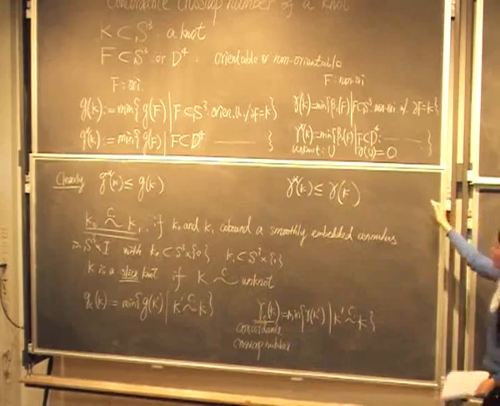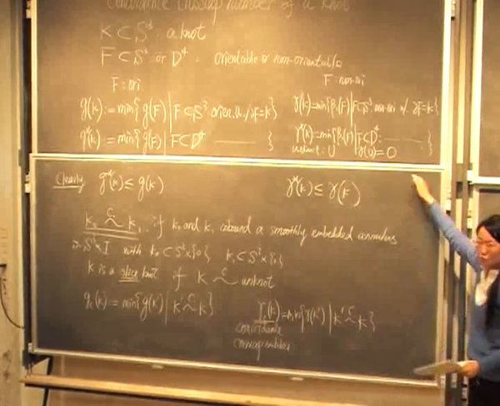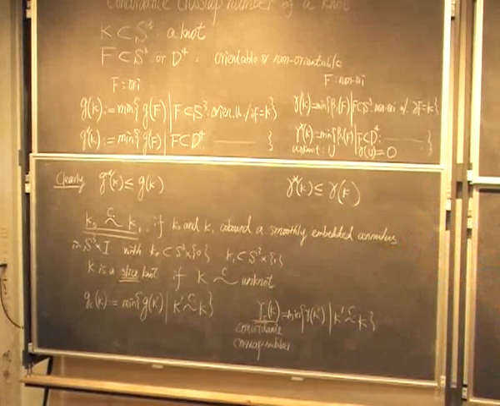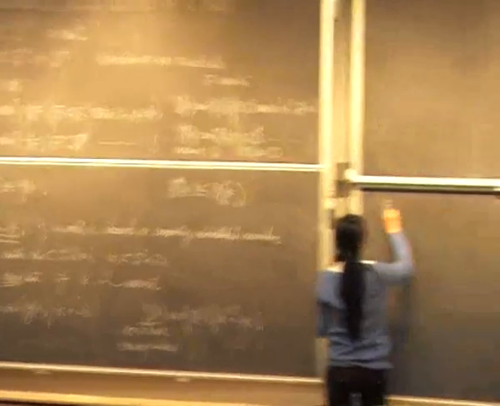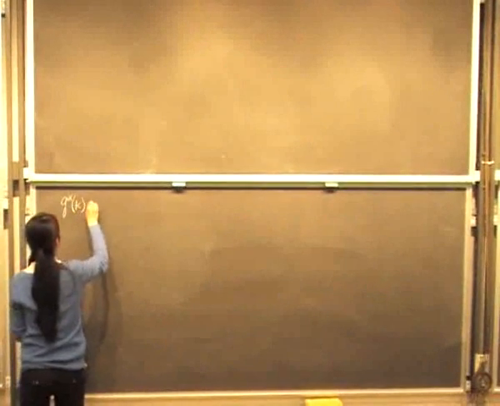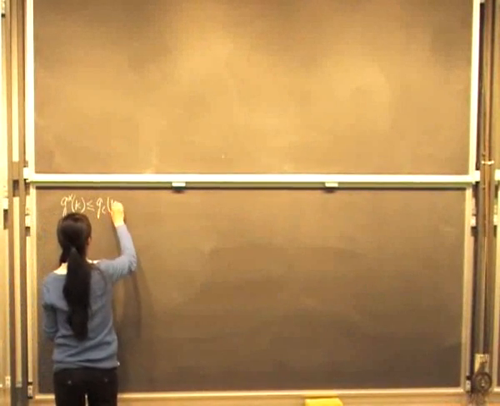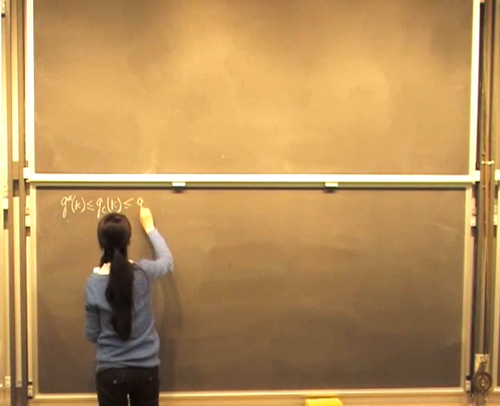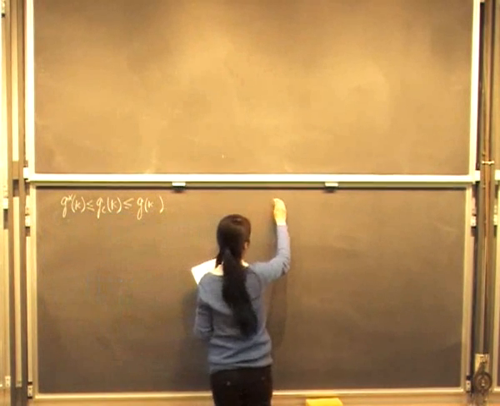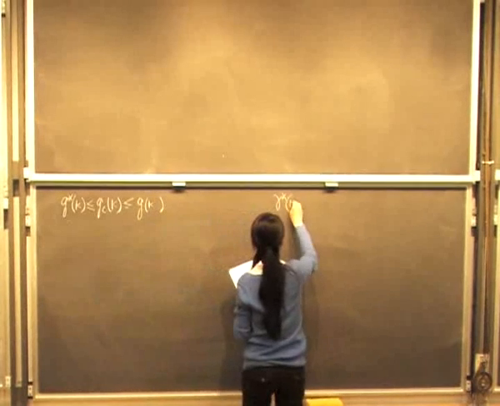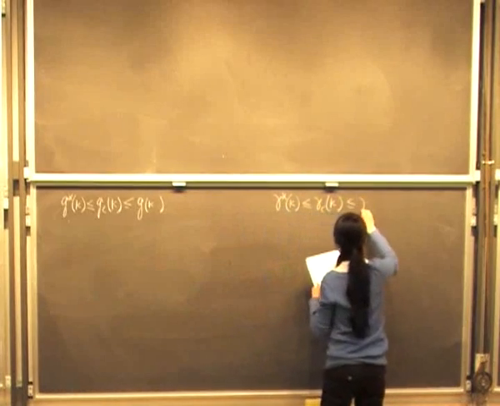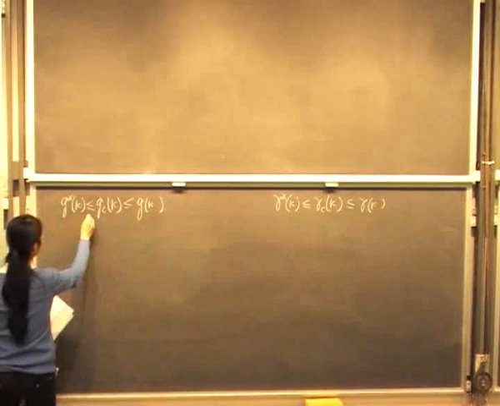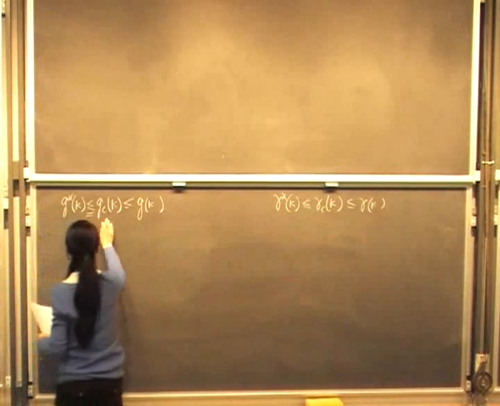Now I want to see the relations between the three different versions of genus and crosscap number. We have g star of K, smaller than g of K, and in the non-orientable version, we have gamma star of K smaller than gamma of K. Let me show why this is true.